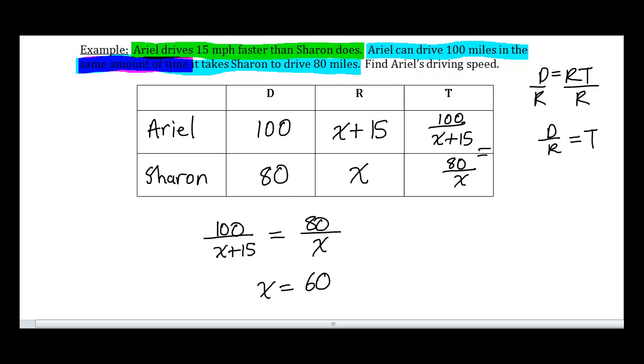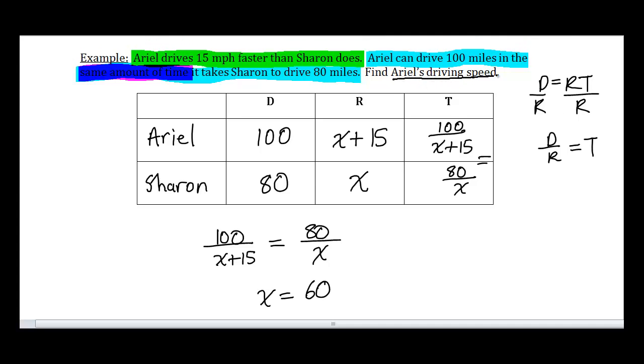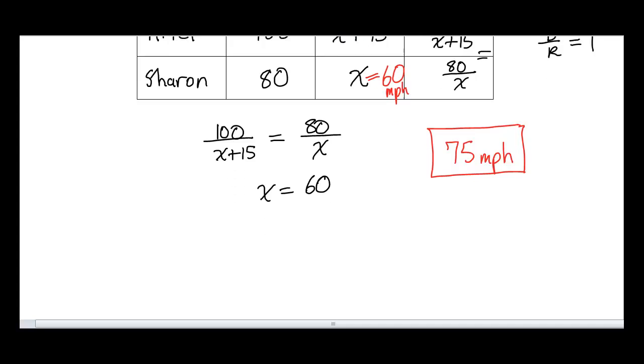Remember here, we're looking to find Ariel's driving speed. Well, 60 actually represents Sharon's speed, 60 miles per hour. So if we want Ariel's driving speed, it should be 60 plus 15, which is 75 miles per hour. So that is our solution. Okay, let's look at another example. These can get a little bit more complicated.